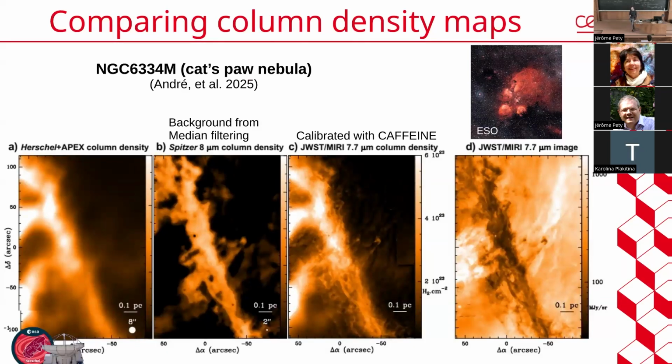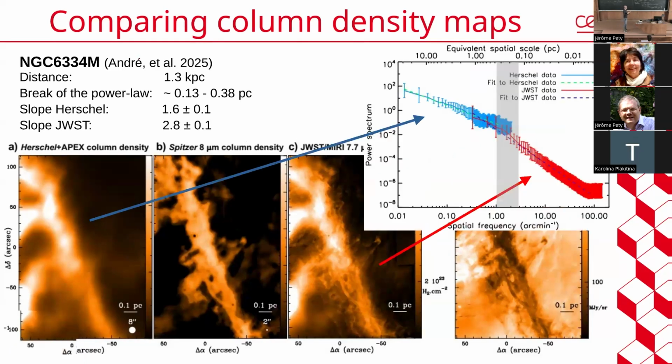So now we have this nice column density map, and we want to understand whether there is some characteristic scale. To understand whether there's something changing in between, whether there's a break in the hierarchical cascade, we do a power spectrum. We do this on the James Webb data, which you can see here in red, and we can also do it from the Herschel data, which you can see in blue.